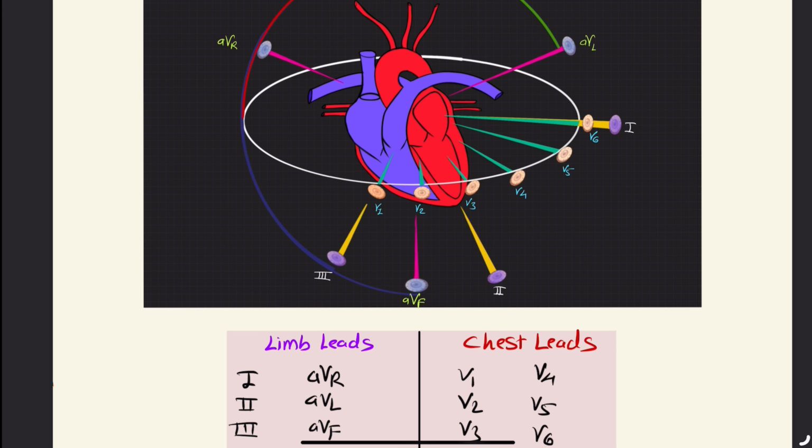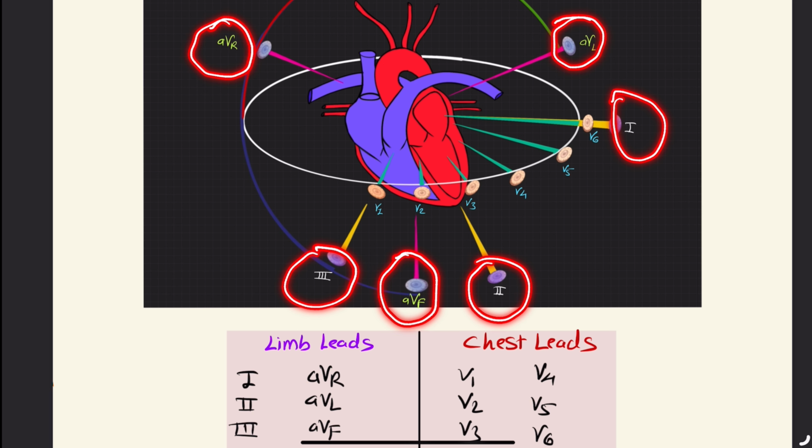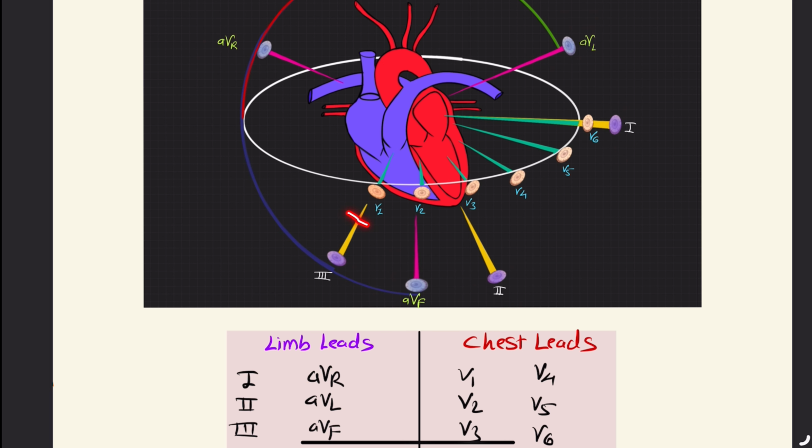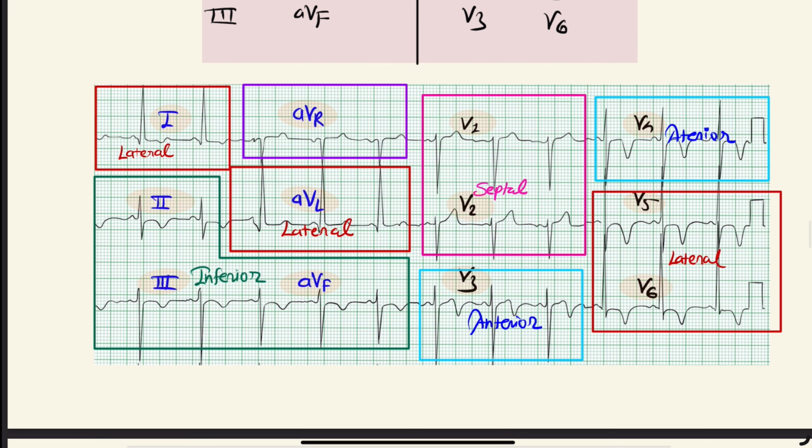Limb leads include lead 1, 2, 3 along with lead AVR, AVL and AVF. Chest leads are comprised of lead V1 to lead V6. This is how we see leads on the ECG paper.